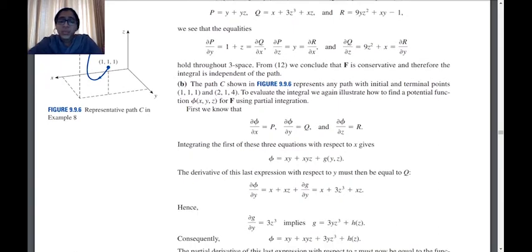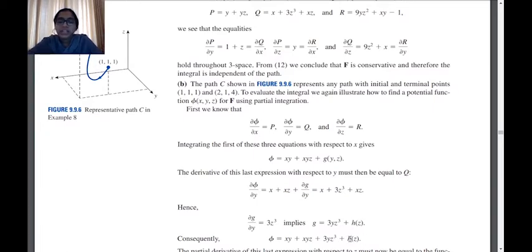So once we know what is dou g by dou y, we can obtain the value of g. How? We just have to integrate this expression. So integrating with respect to y, we get 3yz cube plus h of z, where h is a function of z only. So we'll substitute this value in the phi which we had obtained. So the phi will be equal to xy plus xyz plus 3yz cube plus h of z.